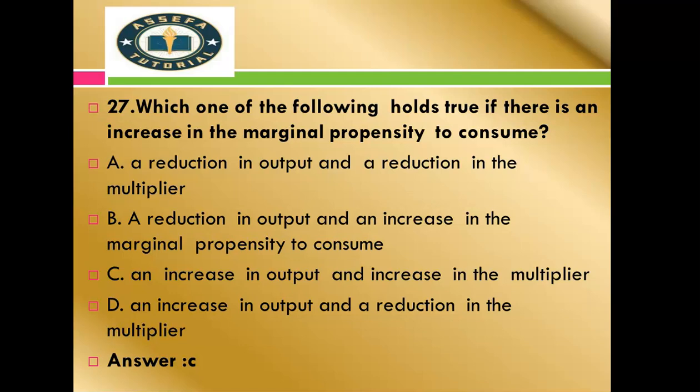Which one of the following holds true if there is an increase in the marginal propensity to consume? A. Reduction in output and reduction in multiplier. B. Reduction in output, increase in marginal propensity to consume. C. An increase in output, increase in multiplier. D. An increase in output, reduction in multiplier. Therefore, the correct answer for this question is what?